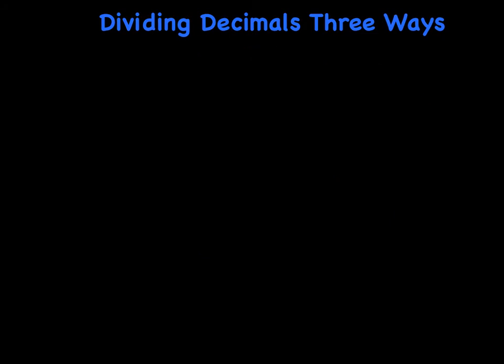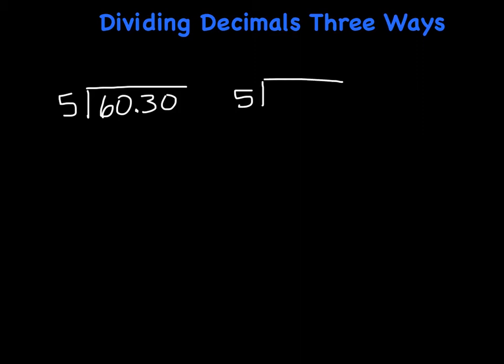All right, so let's try $60.30 divided amongst 5 people. And if I can fit it on here, I'll show you all the different ways of doing it. Hopefully.